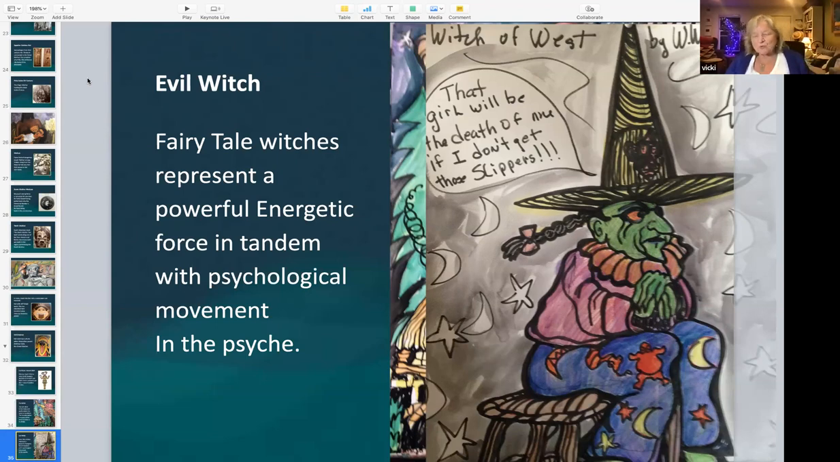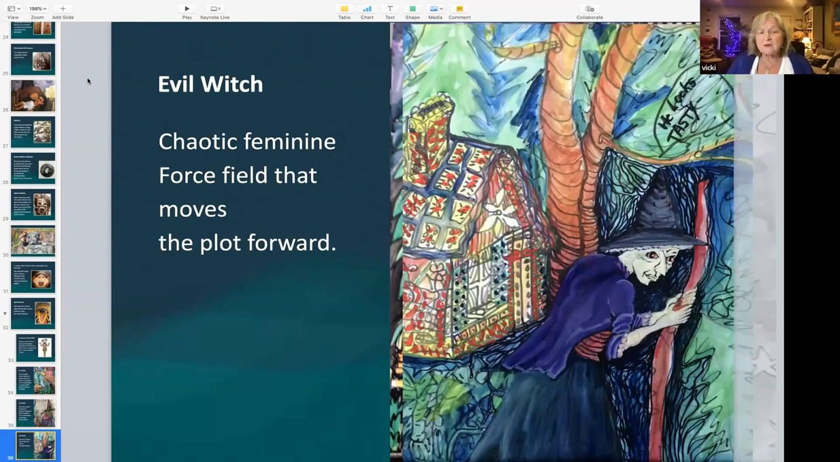And of course, we love the story I referred to earlier, the chaotic feminine force field that moves the plot forward: Hansel and Gretel meeting the old lady in the wood with the house full of candy, and we know how that story went. These fairy tale witches represent a powerful energetic force, and they create psychological movement and transformation.